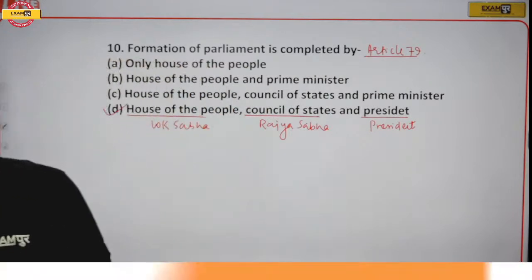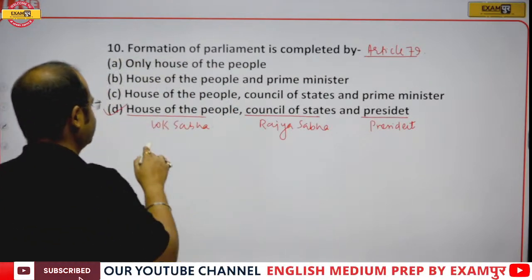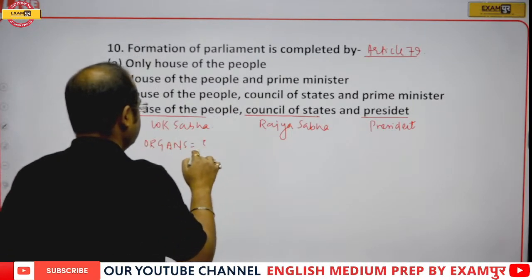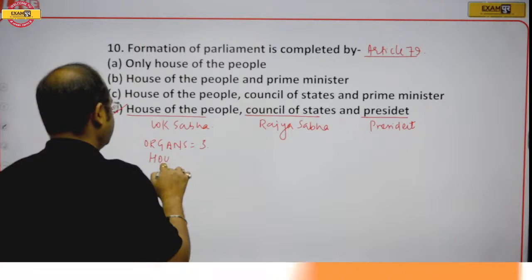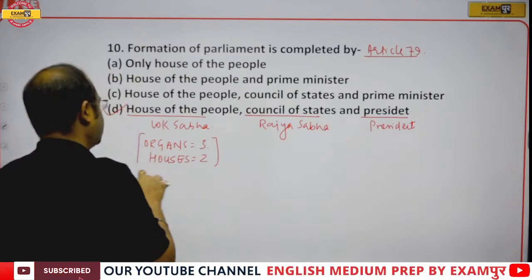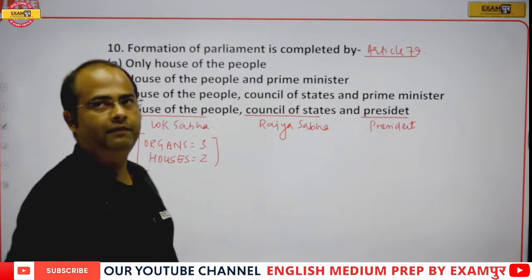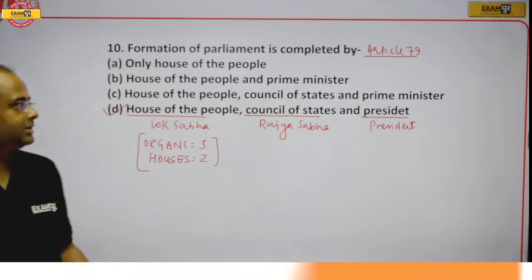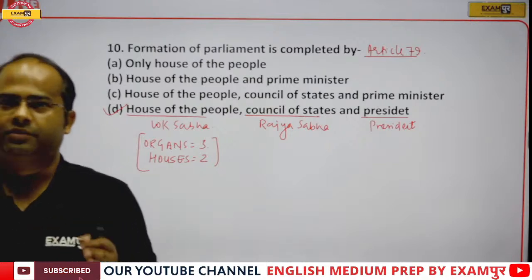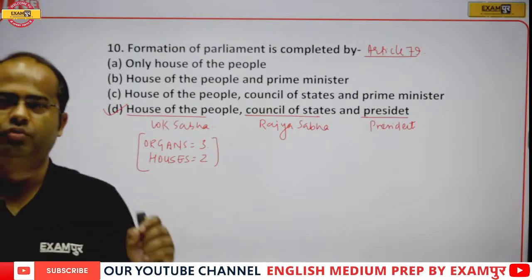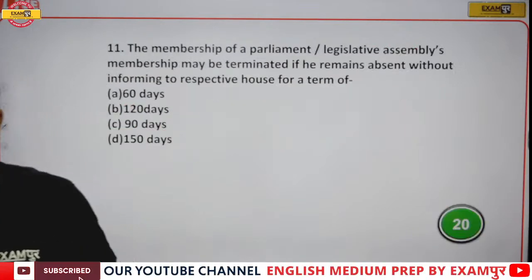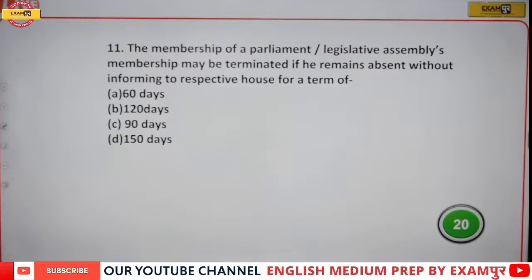So those are the organs of the parliament. Organs we have three. Houses of parliament we have two. So organs we have three, houses we have two. So the correct answer will be what, guys? It will be option D. Houses we have two, organs we have three. Now come to the next question.